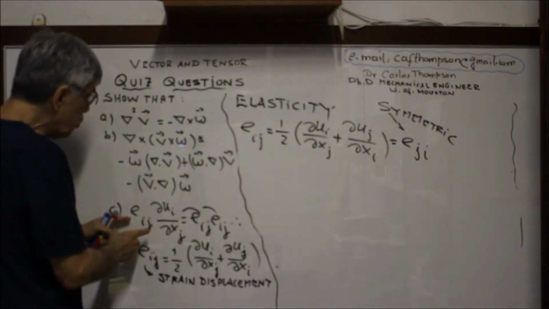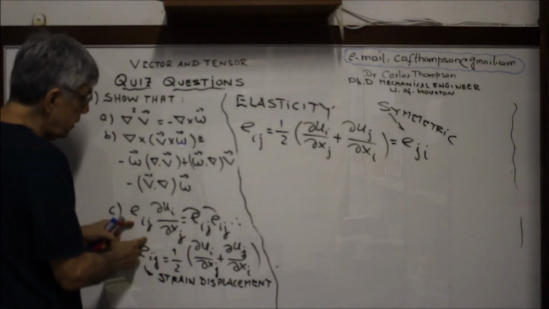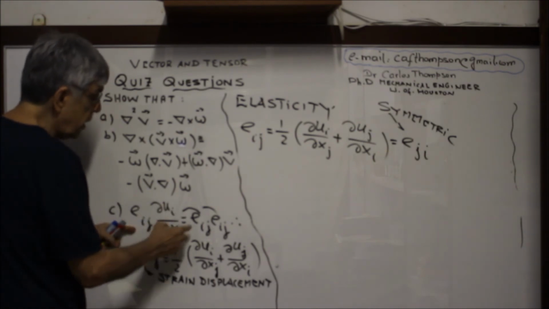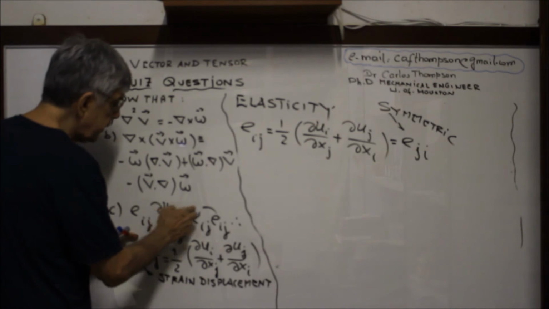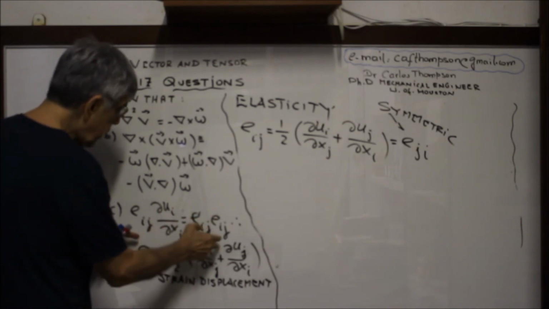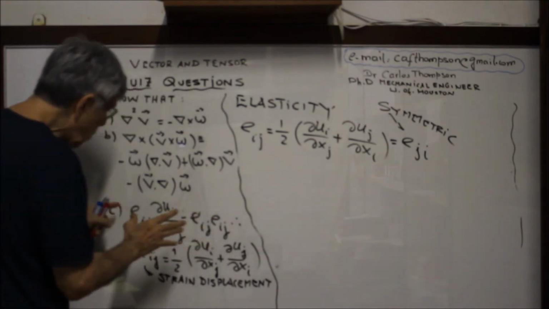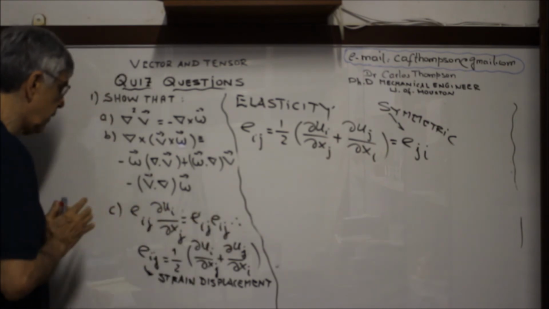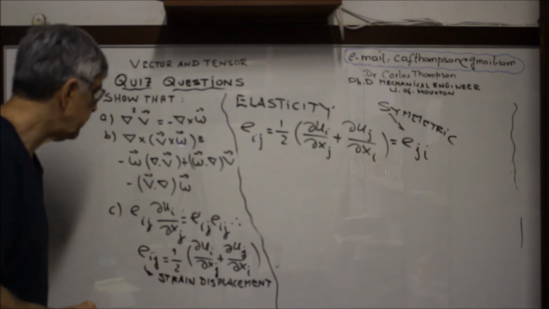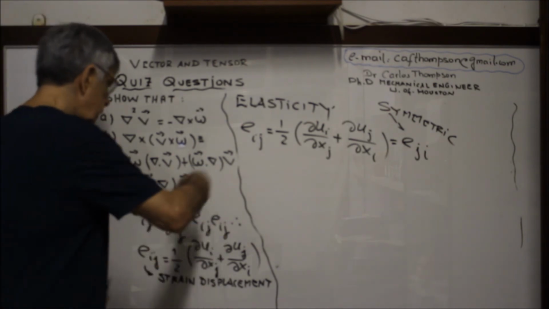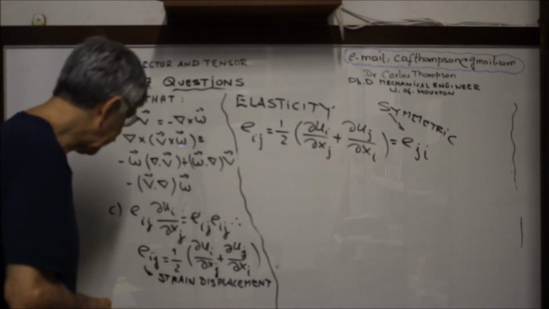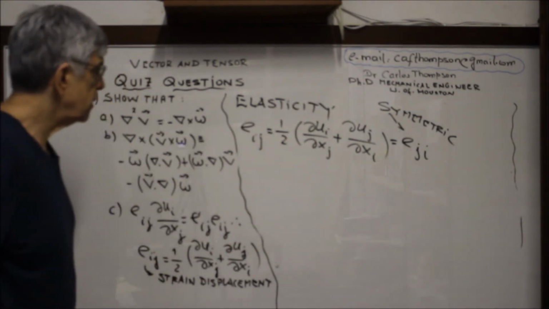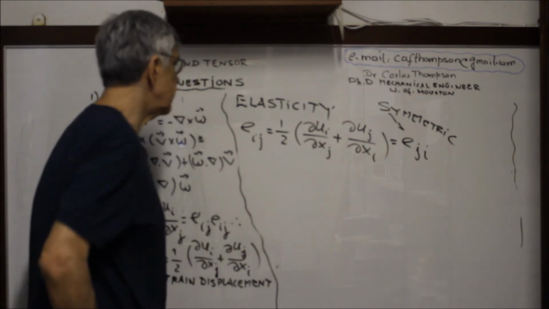What I want to prove is this: Eij, the partial derivative of ui with respect to xj, times Eij, is equal to Eij times Eij. First of all, this is a scalar quantity. Okay. Now, Eij is a strain displacement. This quantity we see in elasticity and also in fluid mechanics.